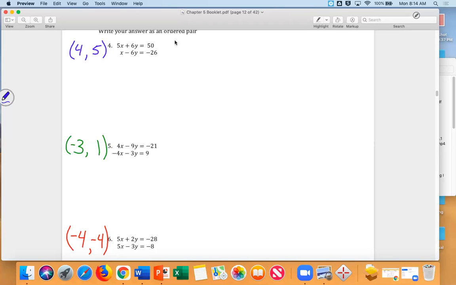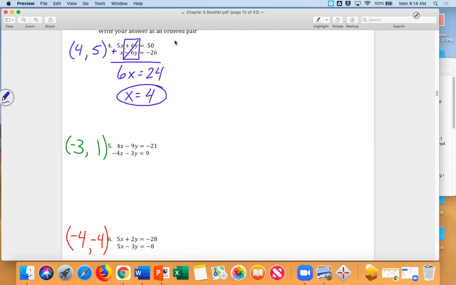All right, so let's look at number 4. The y's are the ones we get rid of because I have a positive 6 and a negative 6. They're opposites, so opposites add, and they cancel. 5x plus x is 6x. 50 plus negative 26 is 24. So we get x equals 4.